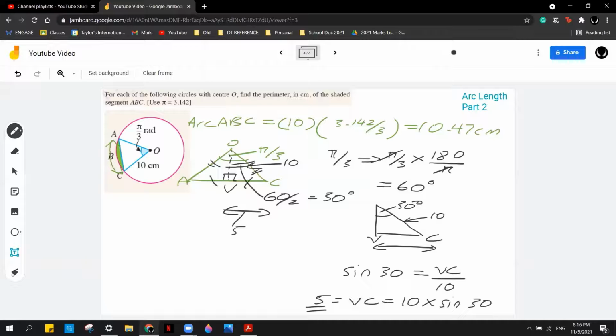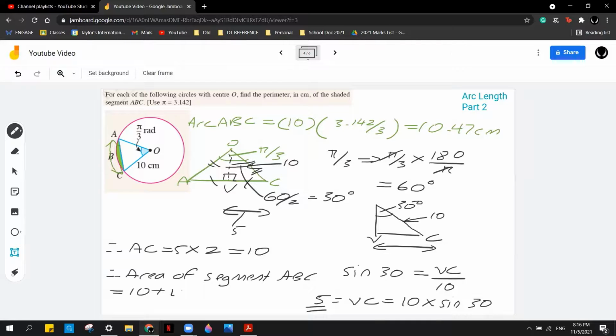So this part here and this part here is the same. Therefore, AC is equals to 5 times 2, which is 10. Wow, quite easy. So based on that, therefore, perimeter of segment ABC is equals to 10 plus 10.47. So we get 20.47 centimeters.